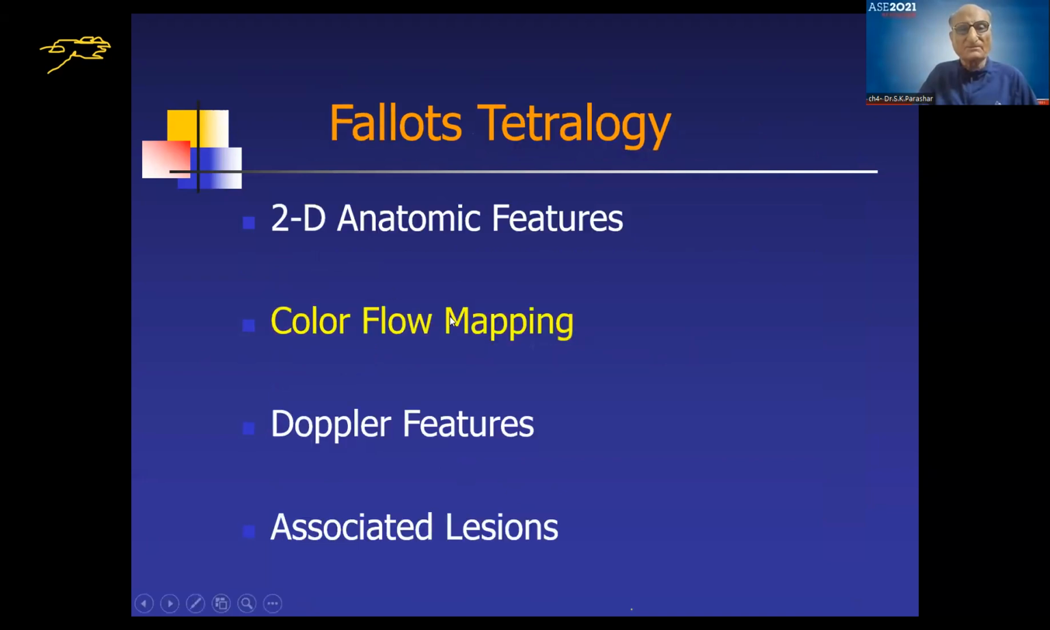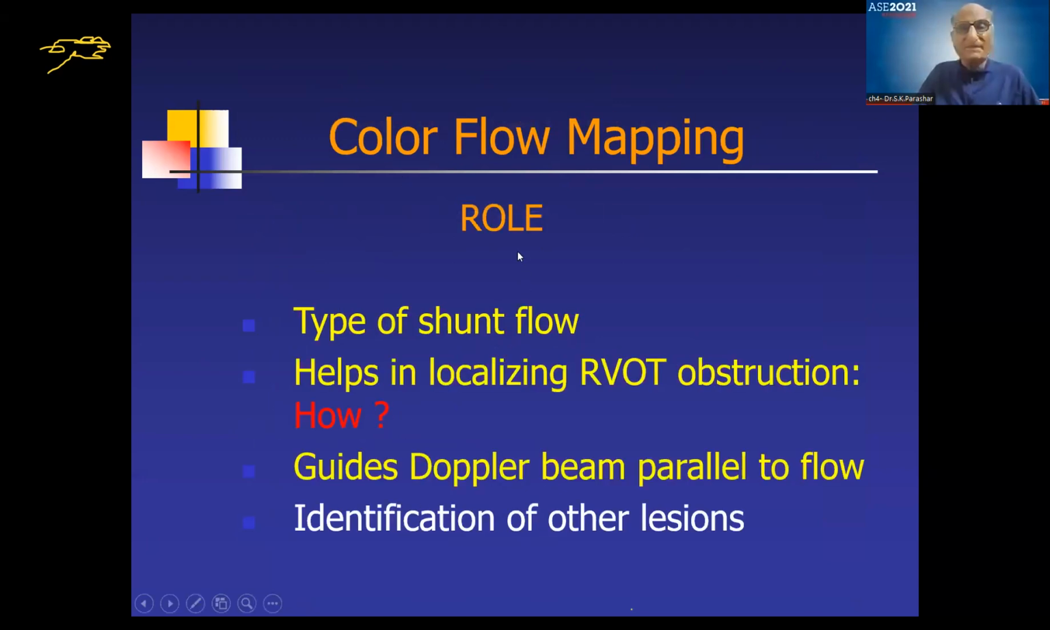Color flow mapping. Now you see here, the color flow mapping helps in localizing the RVOT obstruction. As you remember, wherever there is a valvular disease or a flow obstruction, there is turbulence. So it tells you from where the turbulence starts, and the turbulence always starts from the area of obstruction. In mitral stenosis, it is the left ventricle; in aortic stenosis, the aorta. So it tells you the type of the shunt flow and localizes the obstruction. I will show you just now, and as usual, in any Doppler study, the beam should be guided parallel to the flow.